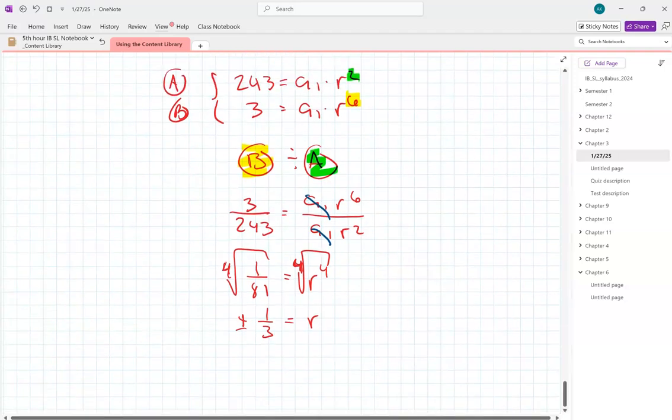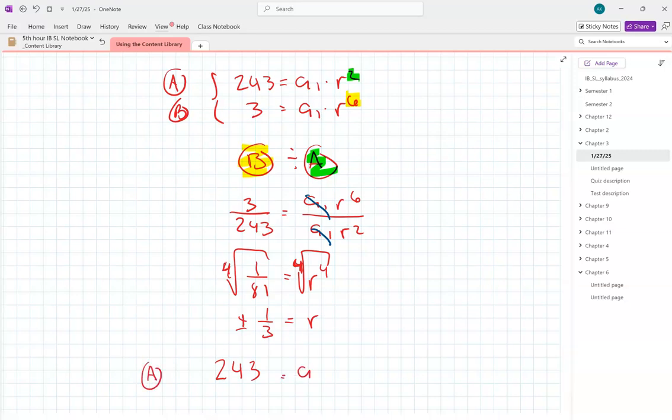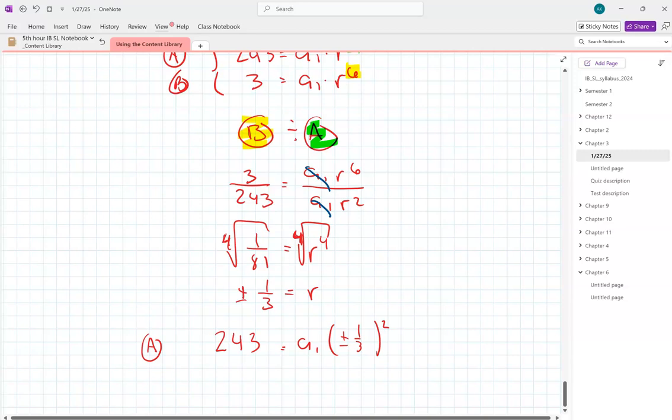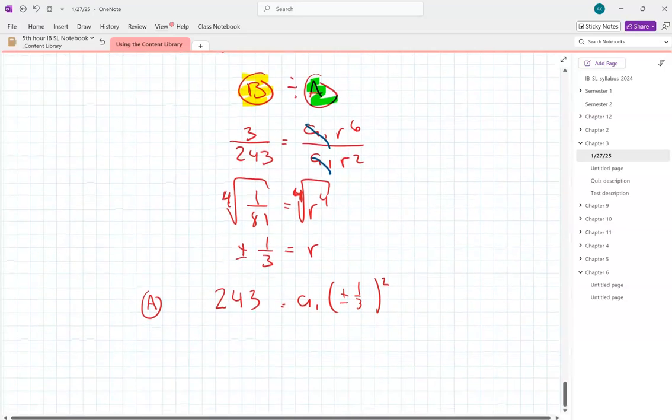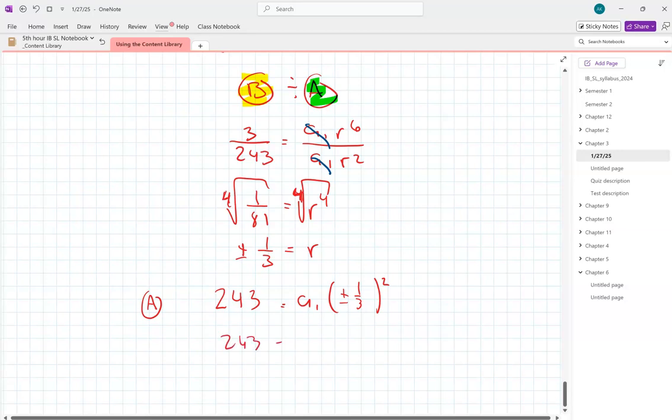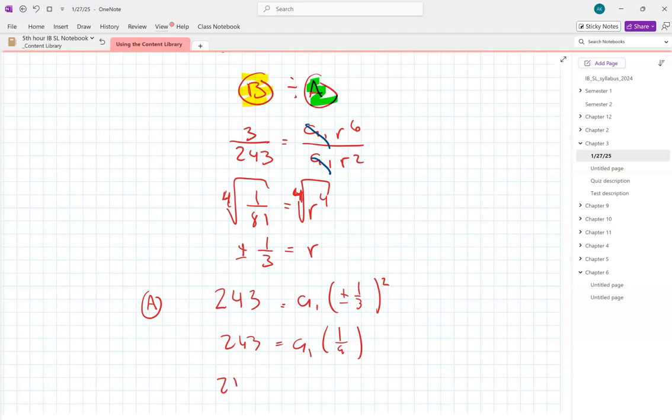So I'm going to take that and plug it into either equation A or equation B. I'm going to choose to use equation A. The nice part is that for equation A or B, because it's an even power, it doesn't matter whether you plugged in positive 1/3 or negative 1/3, the squaring is going to make the result the same. So that's going to give us 1/9. So if I multiply both sides by 9, then I get 2187.